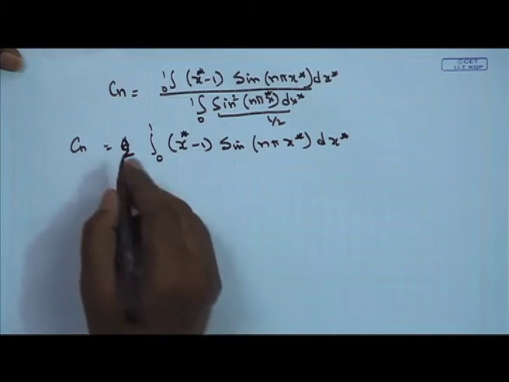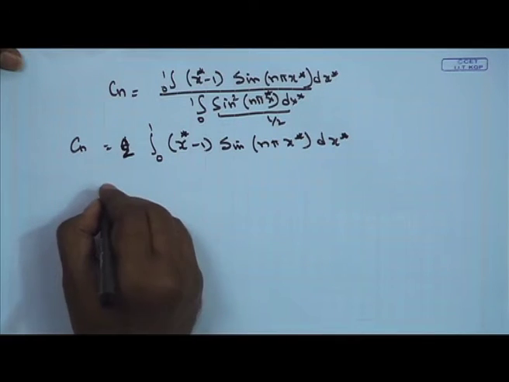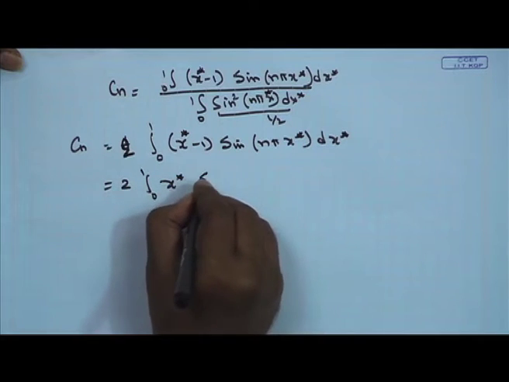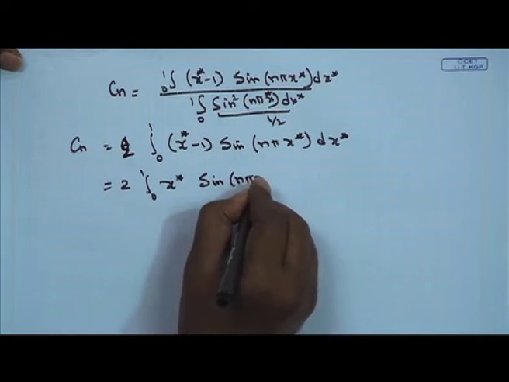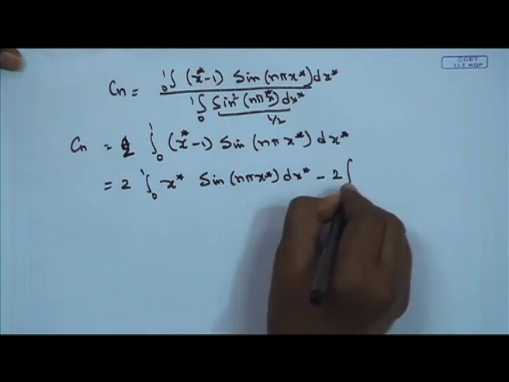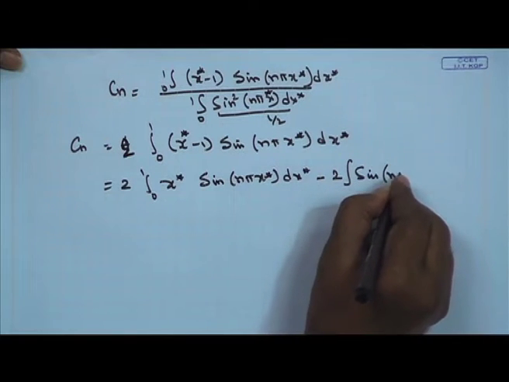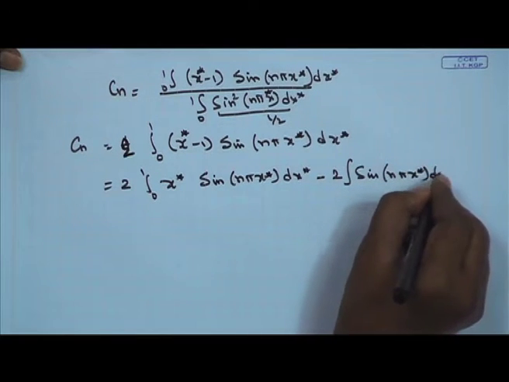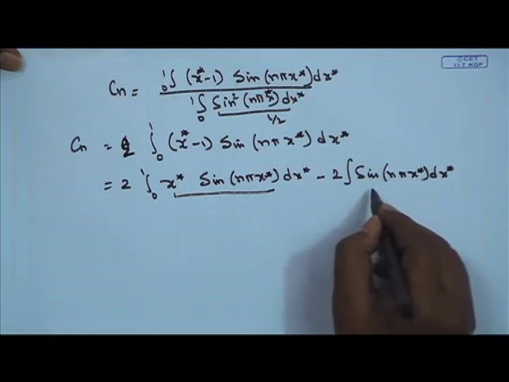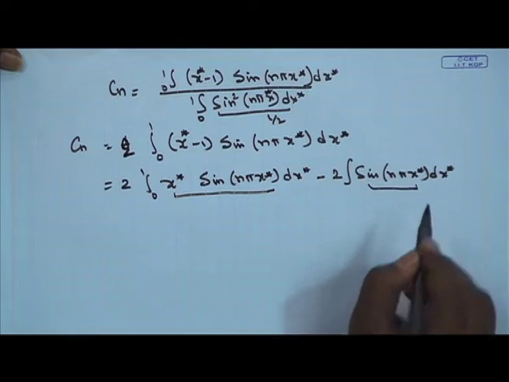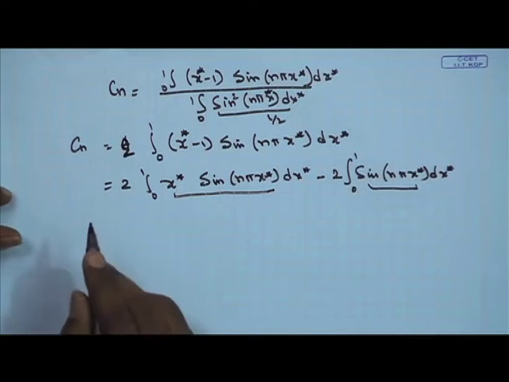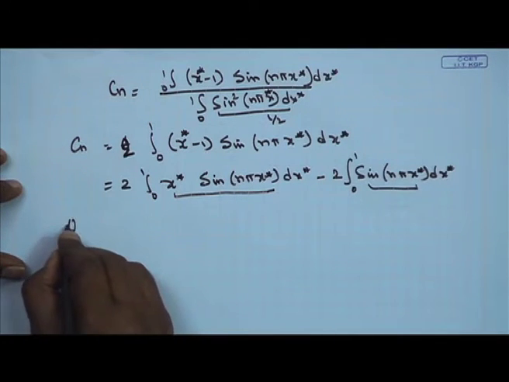So this can be integrated to 2 times the integral from 0 to 1 of x star sin n pi x star dx star, minus 2 times the integral of sin n pi x star dx star. The first has to be integrated by parts, and the second will be straightforward, 1 minus cosine n pi by n pi. So we can get the explicit expression of Cn. Now we can get the complete solution of theta 2.